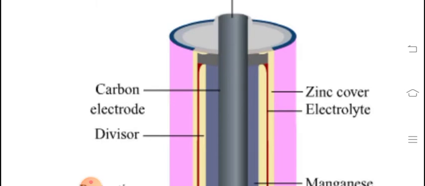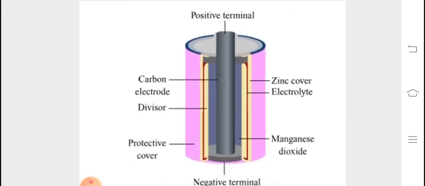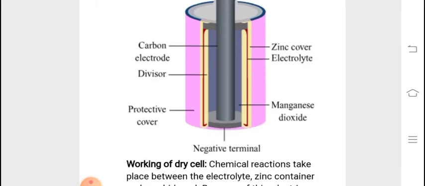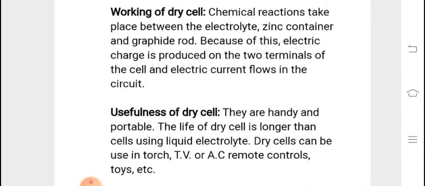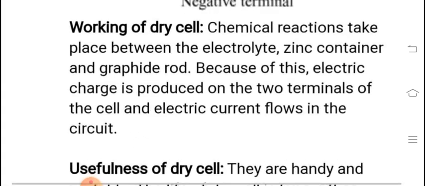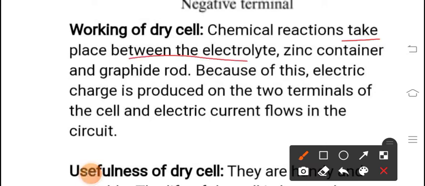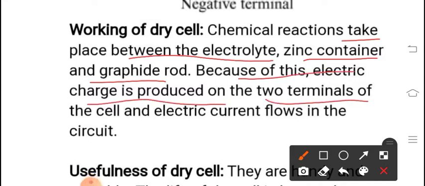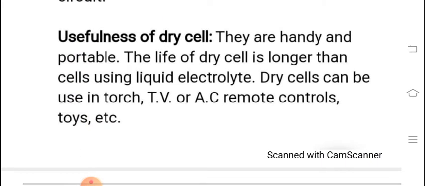This is your dry cell diagram. You have to make this diagram in your book. Try to draw this diagram, very important. Next is the working of a dry cell. The chemical reactions take place between the electrolyte, zinc container and graphite rod. Because of this, electric charge is produced on the two terminals of the cell and electric current flows in the circuit.